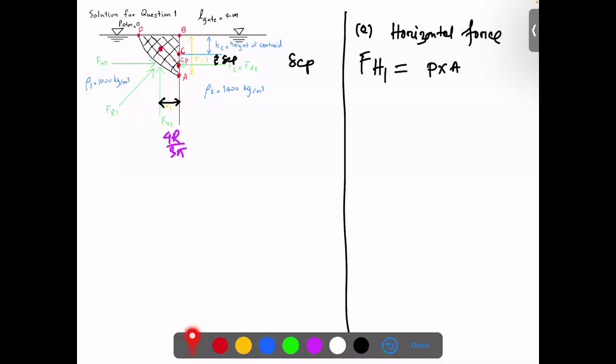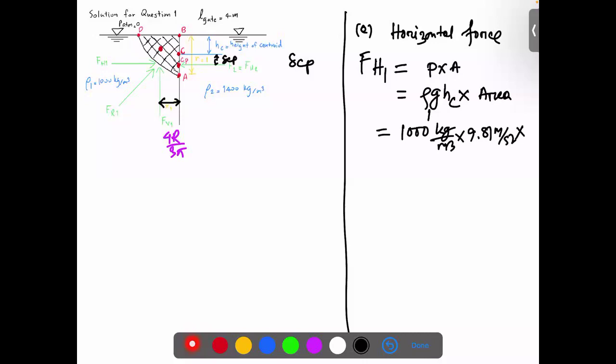Pressure on AB is rho g, rho 1, this is fluid 1, times h, the height of the centroid, because this is the average pressure at this position. And A is the area of this section AB. Now density is 1000, let's say kg per meter cubed. Gravity is 9.8 meters per second squared. The height is C.